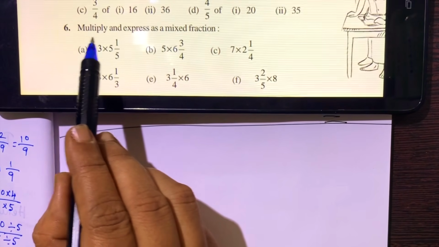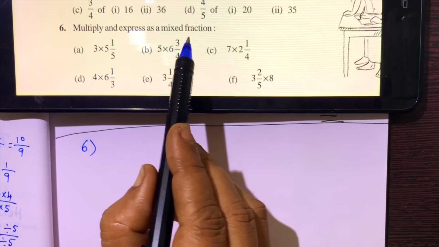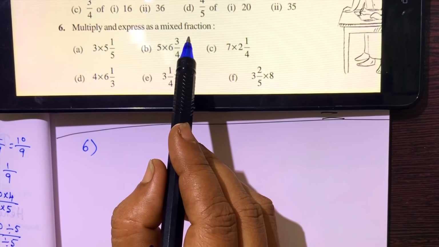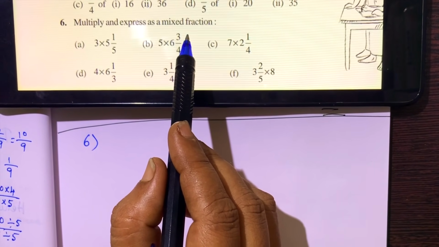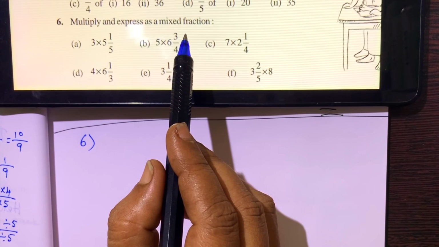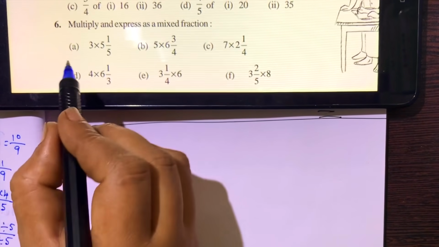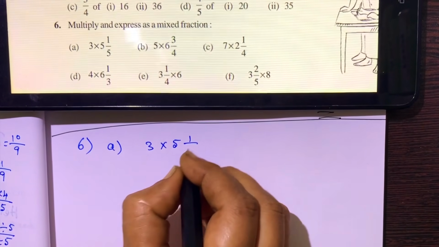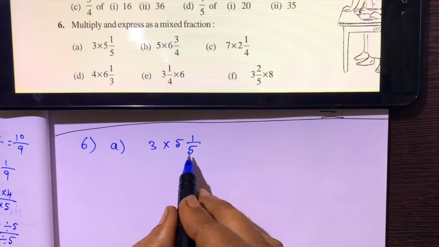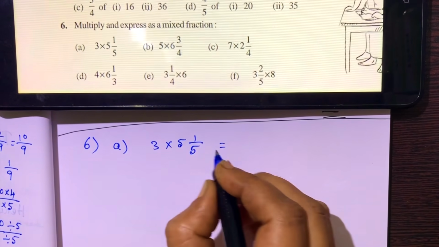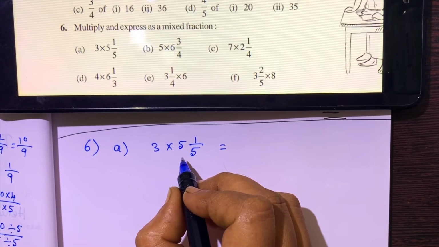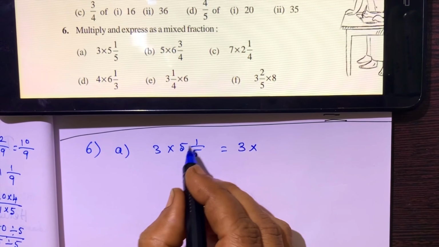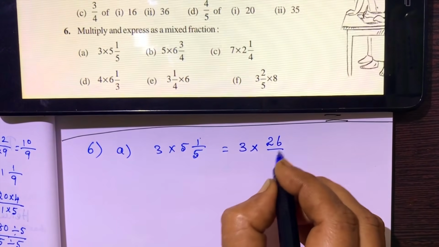Now 6th one, multiply and express as a mixed fraction. Here they particularly asked you to convert to mixed fraction. If they did not ask also, better you convert as a mixed fraction if possible. So first sum I will do for you. 3 into 5, 1 by 5. A mixed fraction as it is we cannot multiply. So mixed fraction you have to convert as an improper fraction. 3 into 5, 5 3s are 15, plus 1 is 16 by 5.